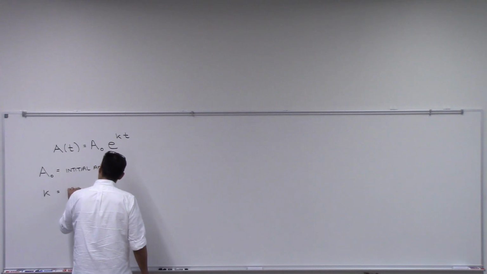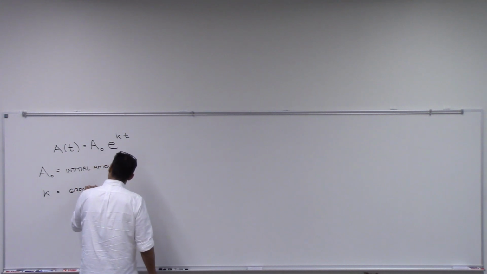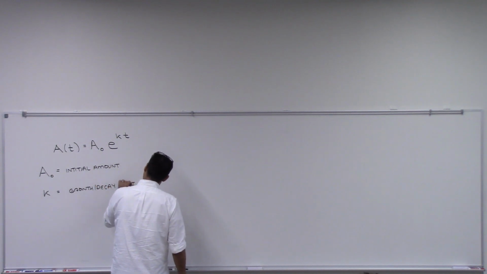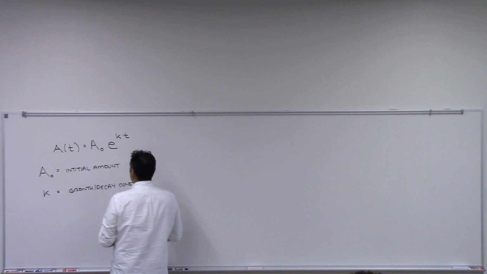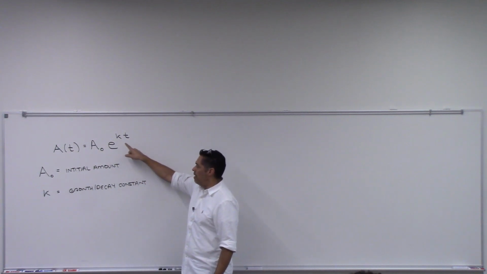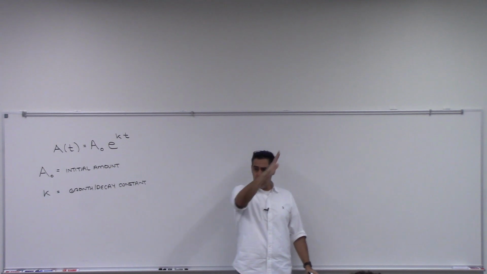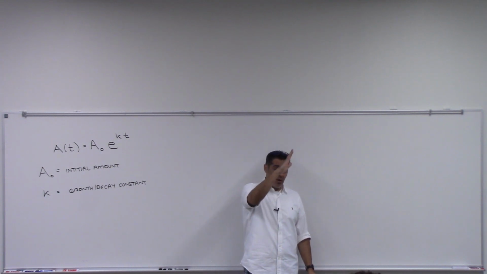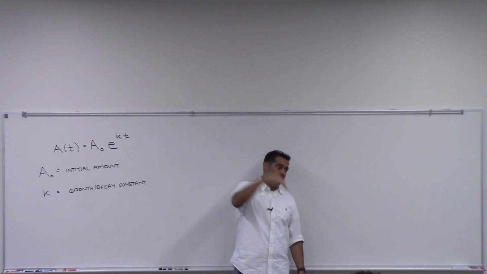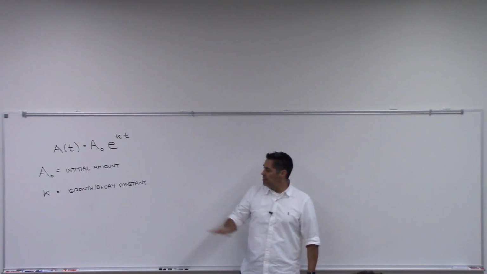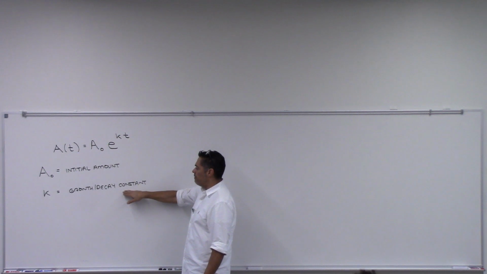Growth decay constant. And the K is really the big thing in this model. The K tells you whether or not you have something that's growing, and then that tells you how fast it's growing. Or if it's decaying, something is going away, then it tells you how fast it's going away. So this K is really what's going to determine everything for us.